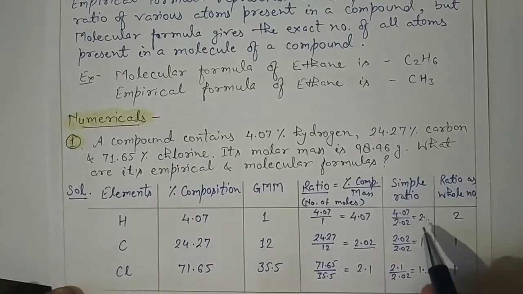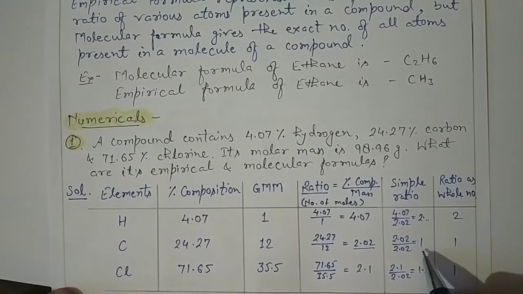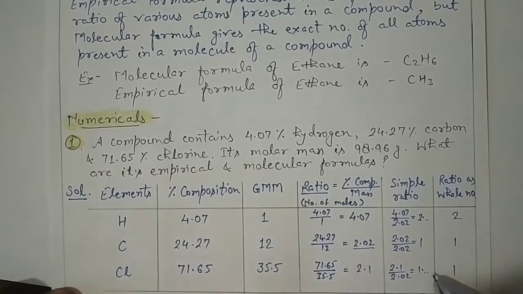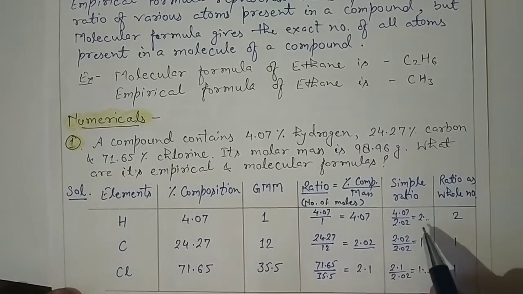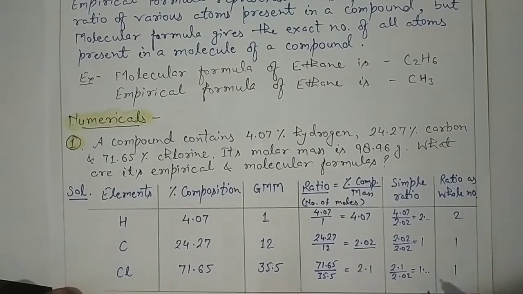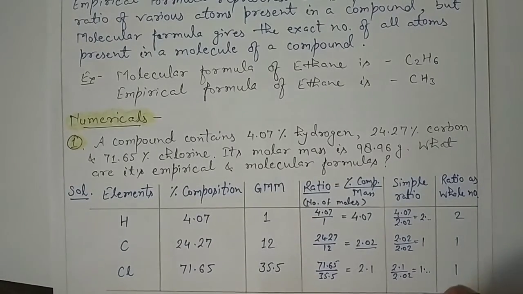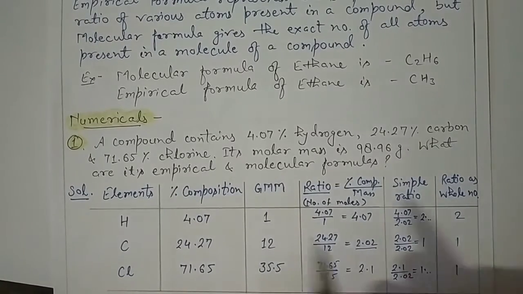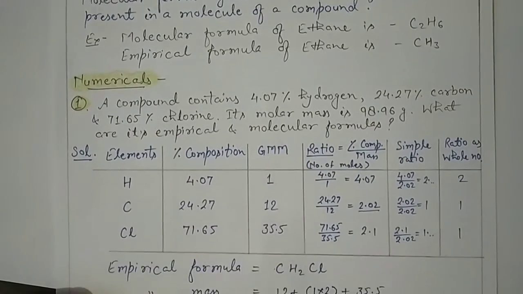The values will come approximately 2.0 something. Here it is equal to 1 only, and here it is 1.05 something. So we take the ratios as whole numbers. So 2.0 something will be rounded off as 2, 1 is 1 and 1 point something is 1. So when we get these whole number ratios, then we can easily write the empirical formula of the given compound in this question. So what is the empirical formula?